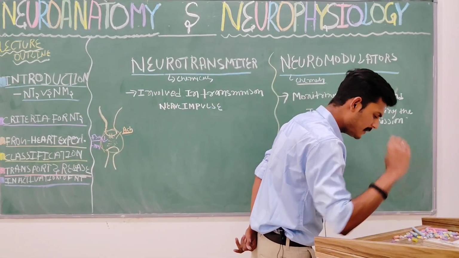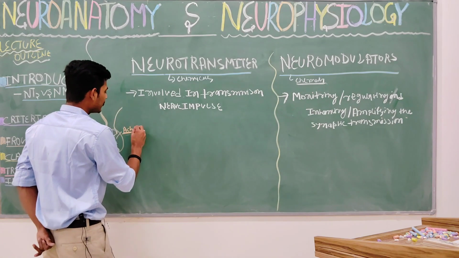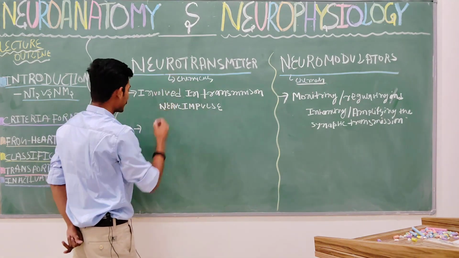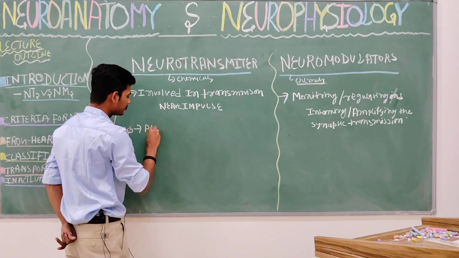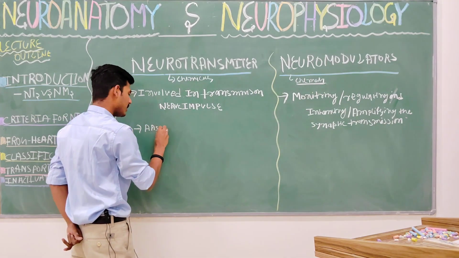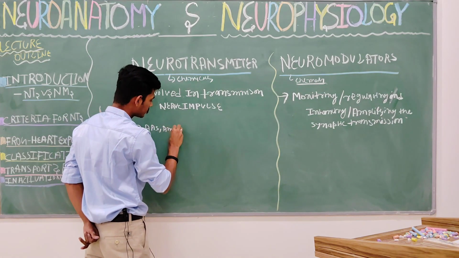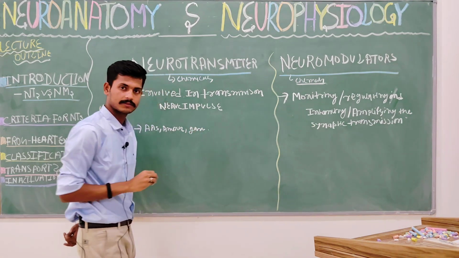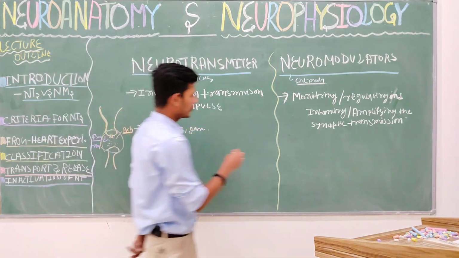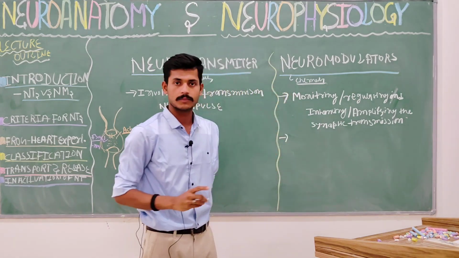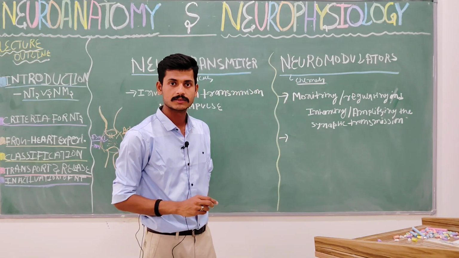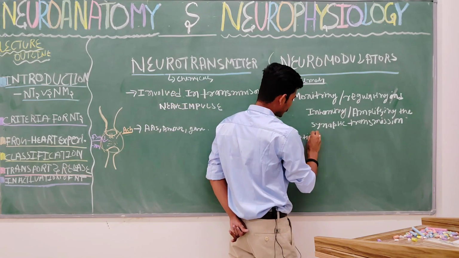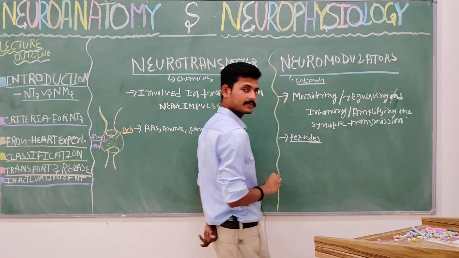Now, if we talk chemically, another difference between the neurotransmitters and the neuromodulators is that a neurotransmitter can be an amino acid, chemically, it can be an amine, fine, or it can be a gaseous neurotransmitter. There are these three natures. But if we talk about the neuromodulators, they are only peptides. They are only peptides, fine.